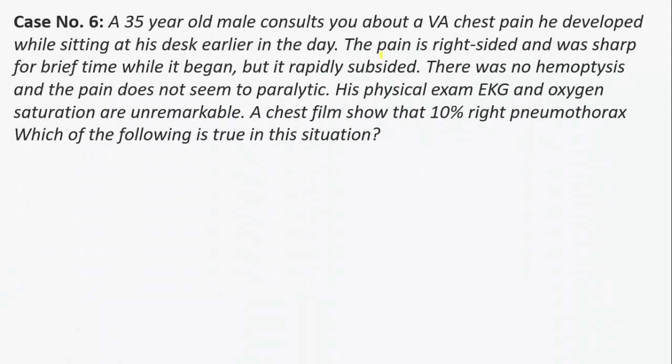Case number 6. A 35-year-old male consults you about a vague chest pain he developed while sitting at his desk earlier in the day. The pain is right-sided and was sharp for a brief time while it began, but it rapidly subsided. There was no hemoptysis and the pain does not seem to be pleuritic.